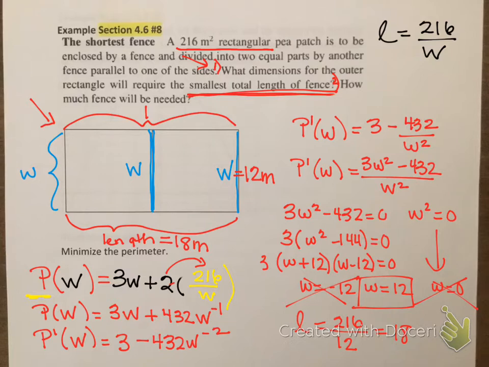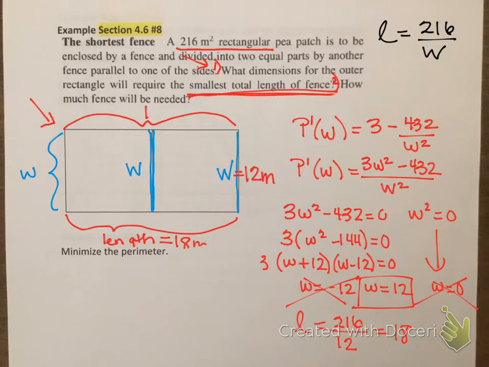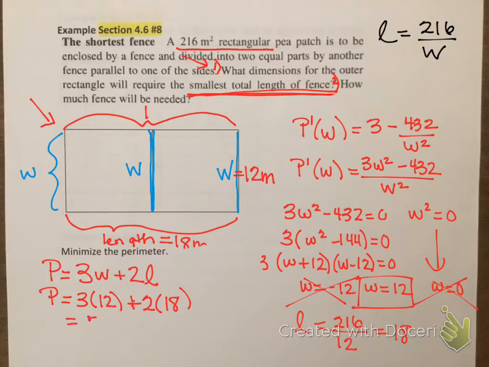Question 2 was how much fence will be needed. So again, let me do some erasing here and talk about how I can find the amount of fencing needed. Do you remember that was our equation 3W plus 2L? So the amount of fencing I'll need will be 3 times 12 plus 2 times 18, which is 72 meters of fencing will be needed.